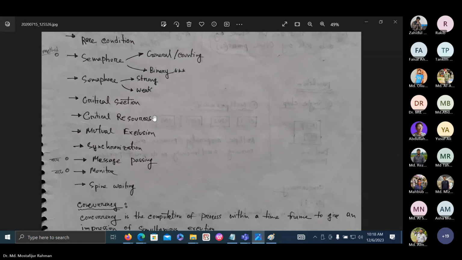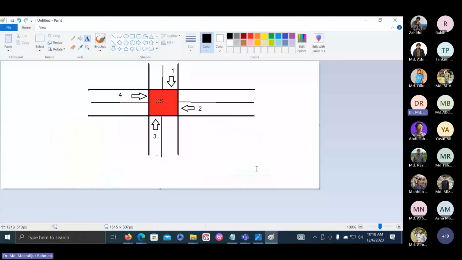Critical section, again. That means a shared resource. If multiple processes want to access the shared resource, and they all access it together, then it becomes a critical section.